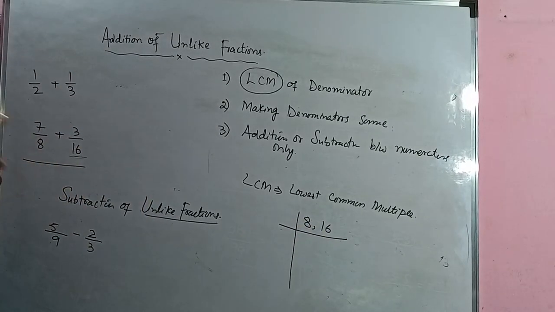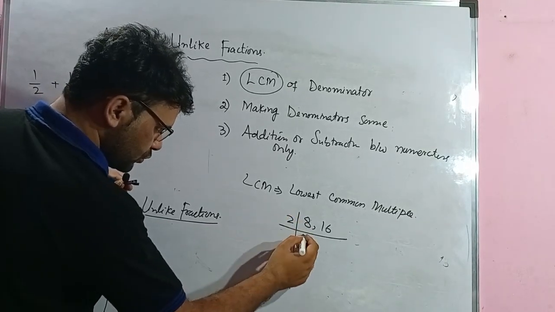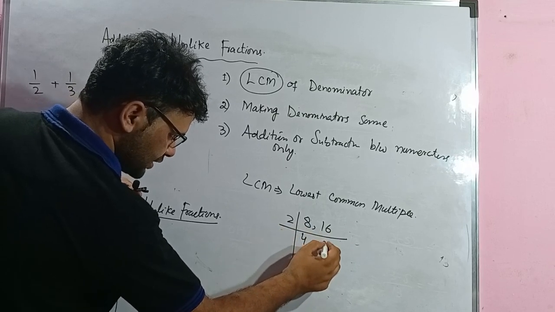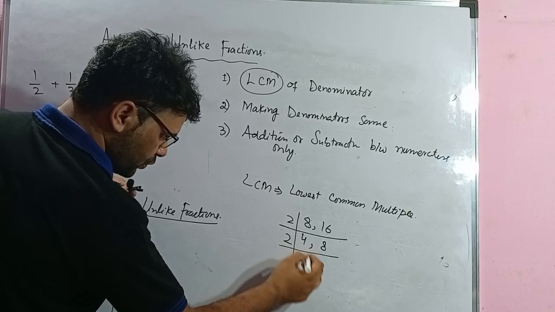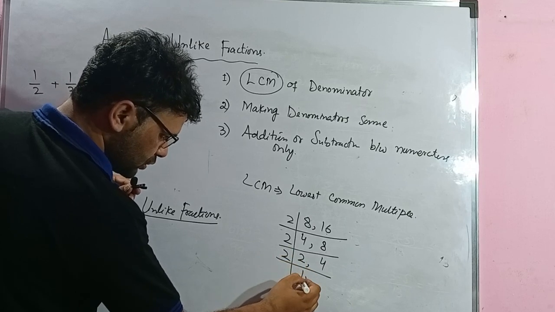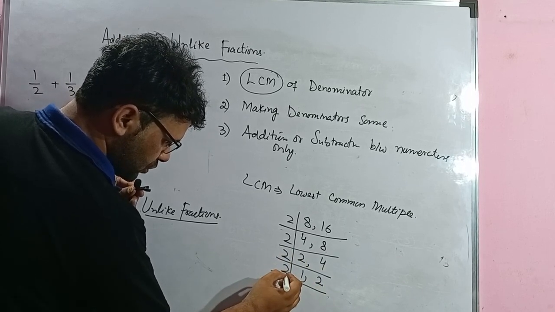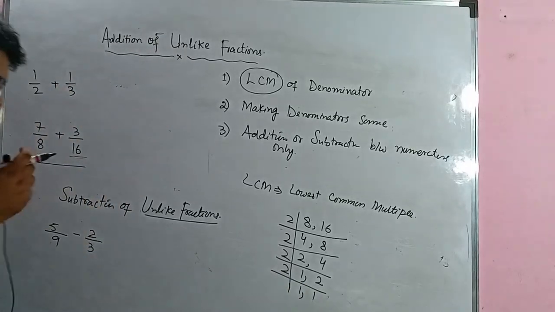First I will always start with 2 and do the division. 2 4s are 8, then 2 8s are 16. Once again I will do with 2. 2 2s are 4, 2 4s are 8. Once again. 2 1s are 2, 2 2s are 4. Once again I will do with 2. 2 1s are 2. You can see what I did.